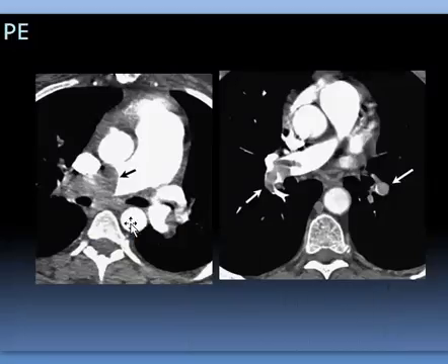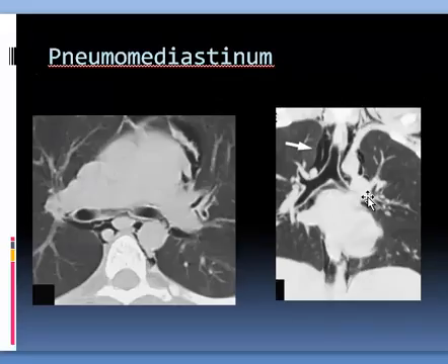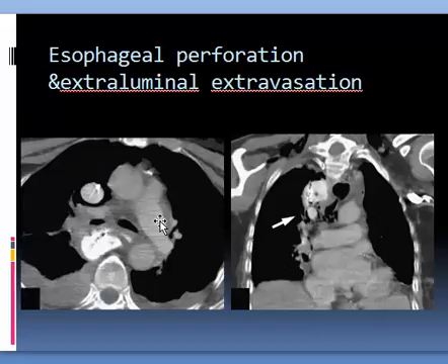This is pulmonary embolism involving the main pulmonary artery and its branches. And this is pneumomediastinum. Here the air is seen surrounding the mediastinal structures. And here we have the esophageal perforation with extraluminal extravasation. This is the perforated esophagus with extraluminal extravasation.